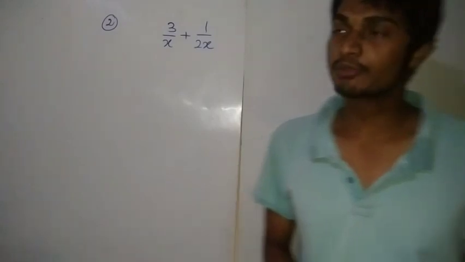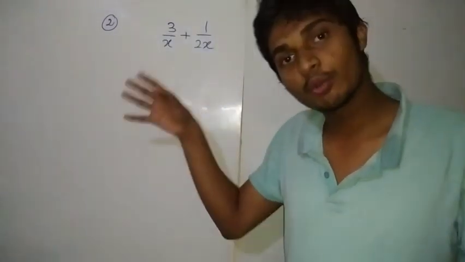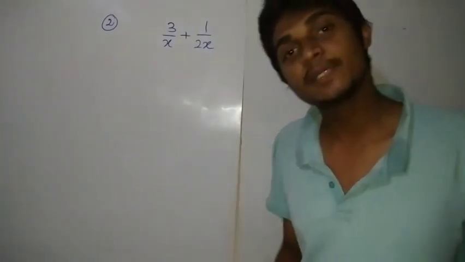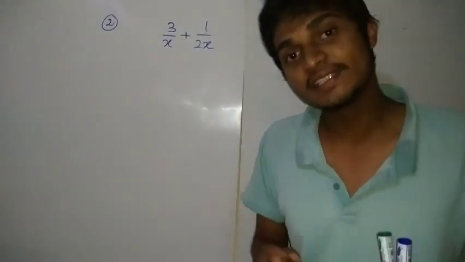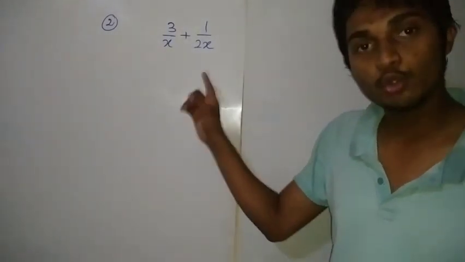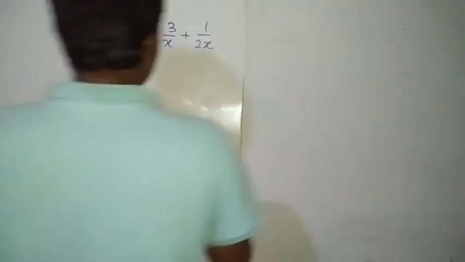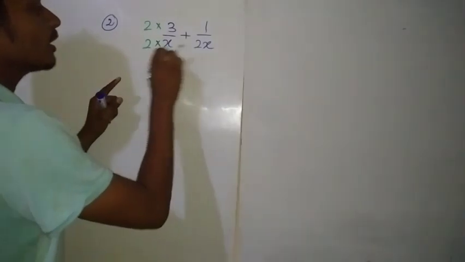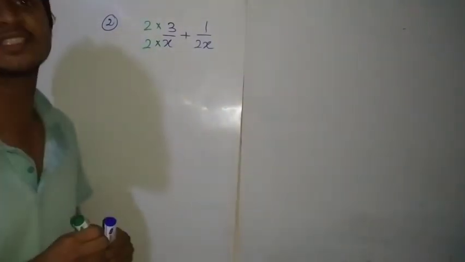Alright, in the second question, you have to add 3 over x plus 1 over 2x. In order to add this, the denominators should be the same, so we need the LCM of the denominators, x and 2x. If I multiply the first fraction's numerator and denominator by 2, you can see the denominators are going to be the same. If the denominators are the same, you have found the LCM.